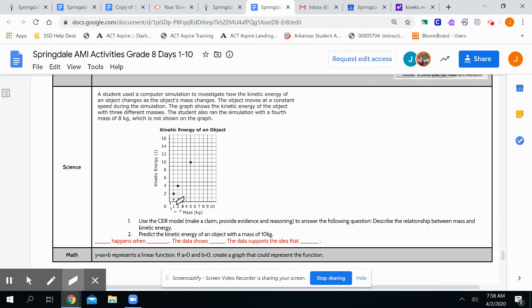Look at the next one. 2 kilograms, 4 joules. There's a number relationship again, 2 to 4, 1 to 2. Let's go to the next one. 5 kilograms, look, goes up to 10. You've got to start to look at these number relationships. What's the relationship between the number 1 and the number 2? How does it relate to 2 to the number 4?